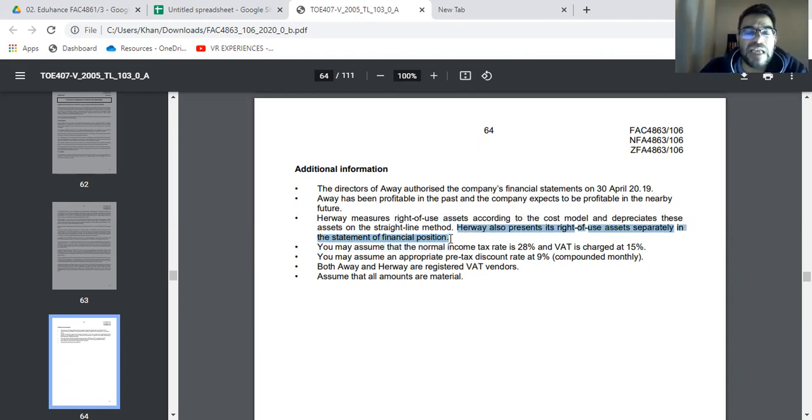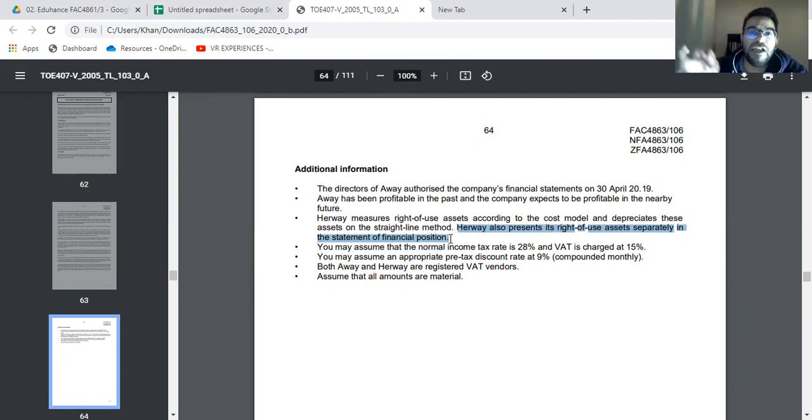Because the standard allows you a choice how you present your right of use asset. Your right of use asset can either be presented separately or as part of a class of assets. So for example, this is an airfield that is used by Herway. So therefore it will meet the definition of PPE. So you can either classify this asset as PPE.